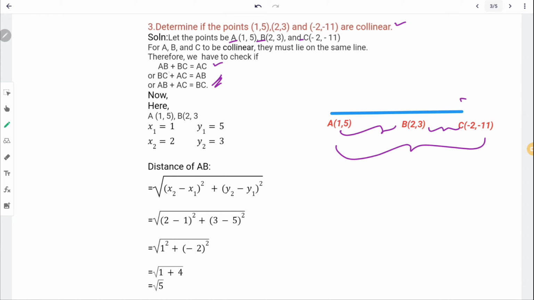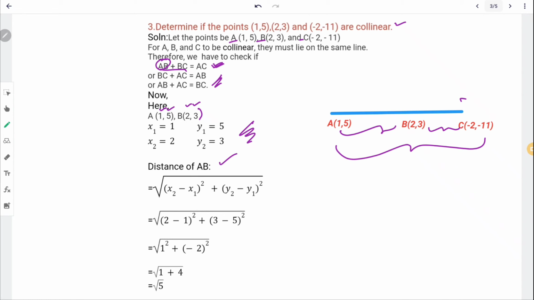There are two other conditions as well, but here we'll only be trying to do the first one. If AB plus BC equals AC, then we'll say that they are collinear, that the points lie on the same line. Like I said, we'll only be doing the first case. First we have to find AB. So I have AB here, then x1 y1 x2 y2. I'm just writing down the values. The distance of AB plus the distance of BC should be equal to the distance of AC, if we can prove that they lie on the same line.